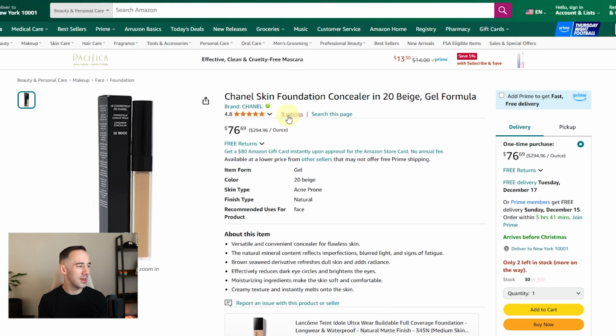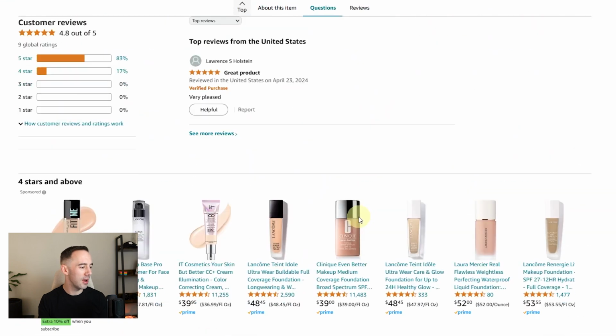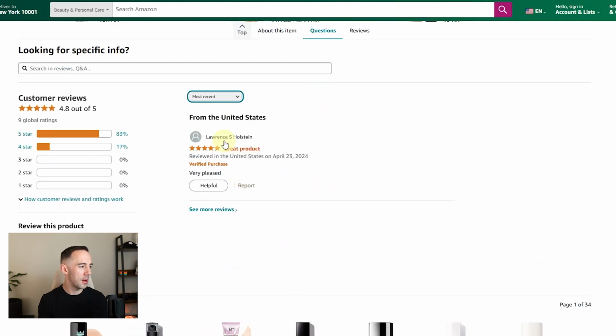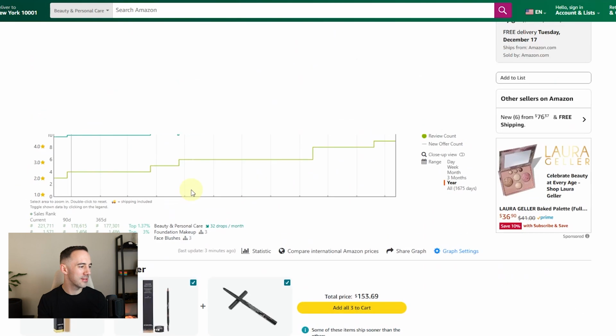Again, you can see here it's got like a 9 rating. And if we scroll down, you can see the reviews here. You can see the most recent ones, how many reviews they've got. So here is the global rating, and we can see that score coming up.